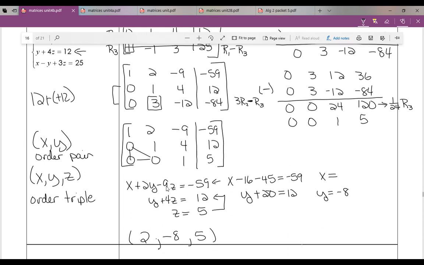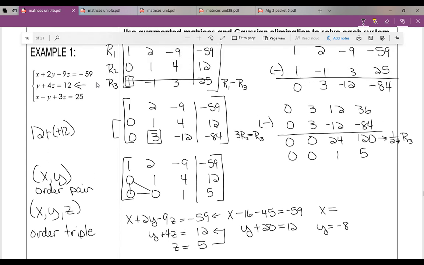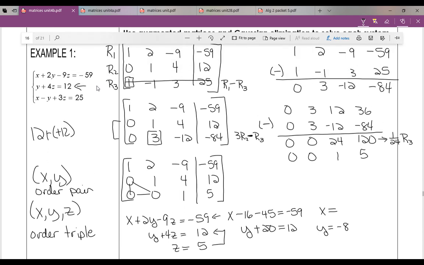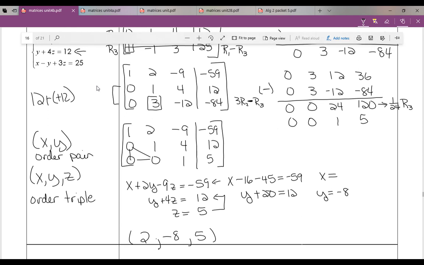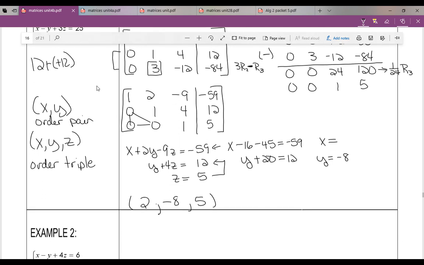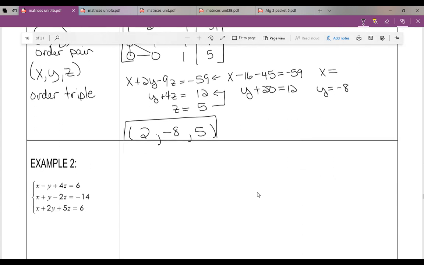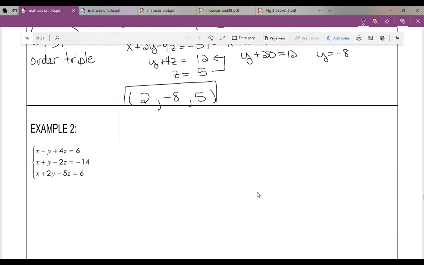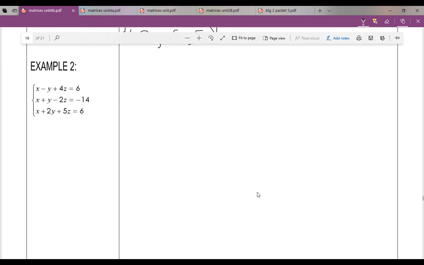If you were to plug these three numbers into the original problem, the first equation would equal negative 59, the second one would equal 12, and the last one would equal 25. So therefore, you have your answer. Okay? Everybody okay with that? All right, we're going to do 2 more, and then I'm going to get you started on some homework.